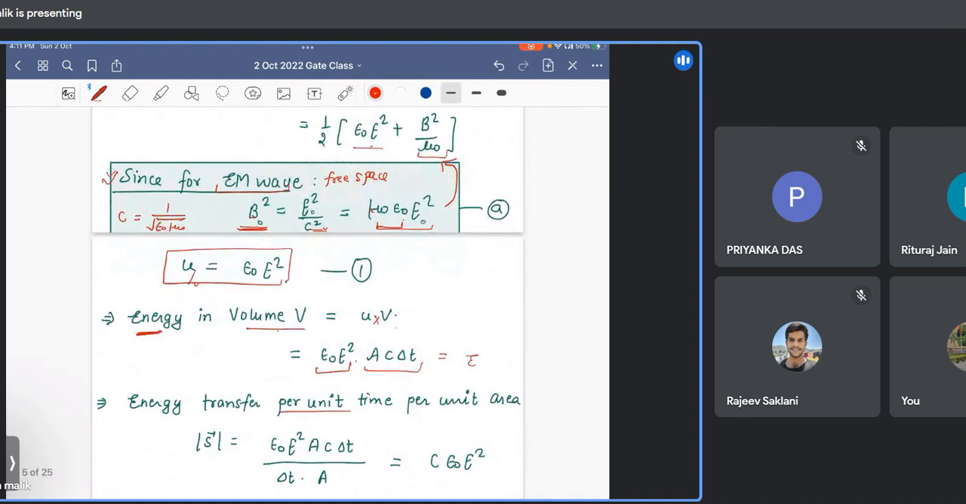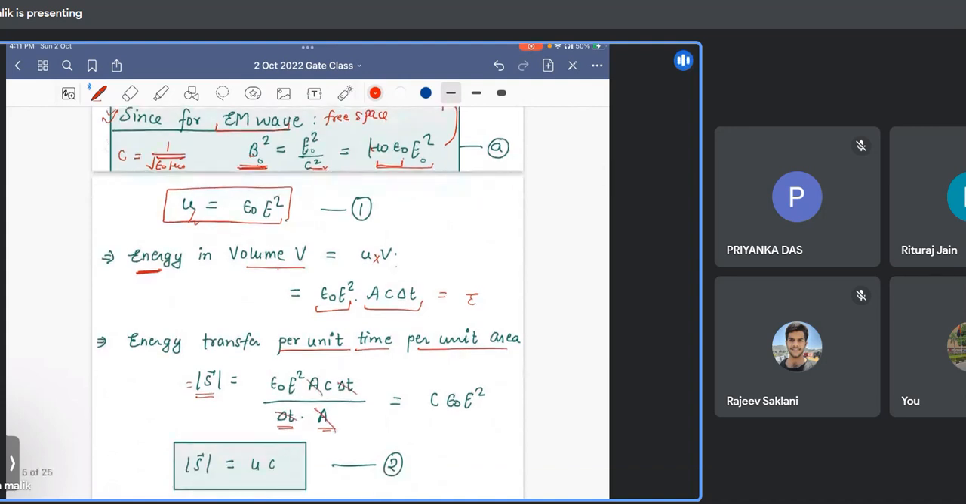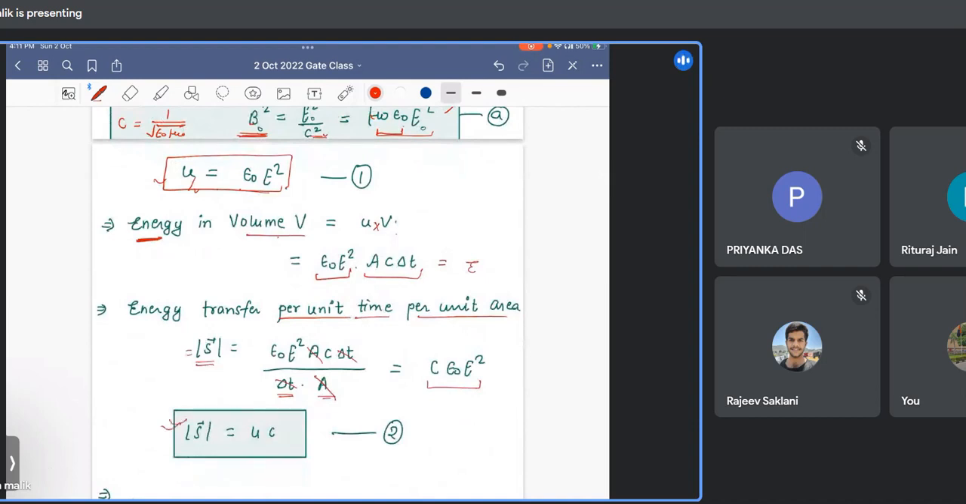So this is the energy expression. Now we have to calculate the energy per unit time and per unit area, so we divide by time and by area. This will give you the magnitude of the Poynting vector. When we divide this energy expression by time and area, the area cancels out, and similarly the time cancels out. So the magnitude of the Poynting vector comes out to be C epsilon naught E square. And since the energy density, which is energy per unit volume, is given by epsilon naught E square, the magnitude of the Poynting vector is related to the energy density multiplied by C.